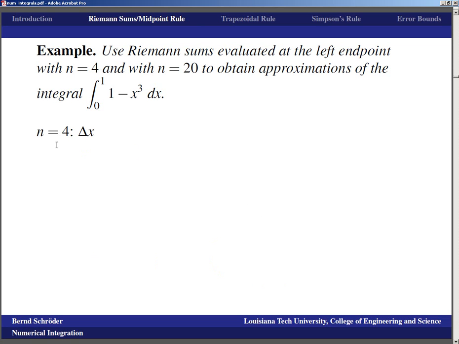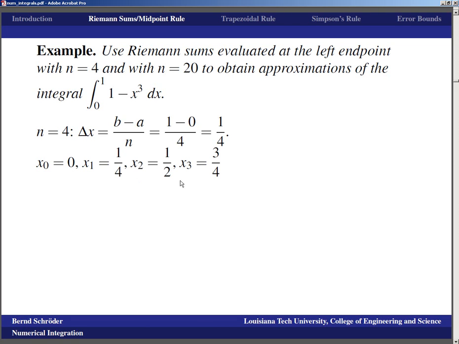With n equals 4, what do we have? We have delta x is b minus a over n, which is 1 minus 0 over 4, which is 1/4. That means x0 is 0, x1 is 1/4, x2 is 1/2, x3 is 3/4, and x4 is 1, right? You can just count that through, and the interval could be uglier, the step length could be uglier, but it's nothing that's difficult in principle.